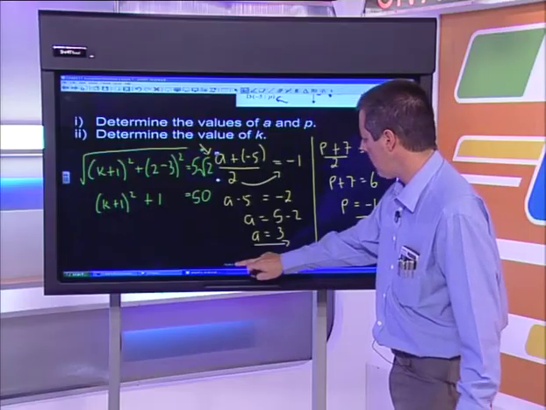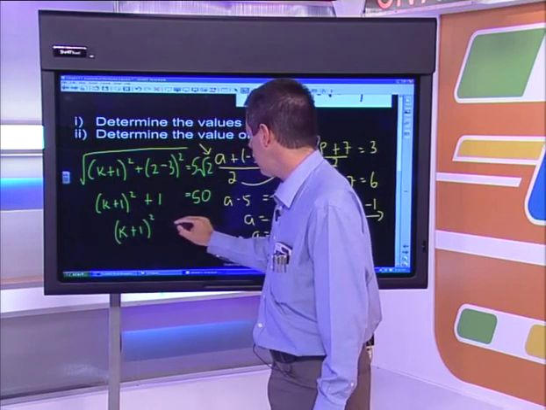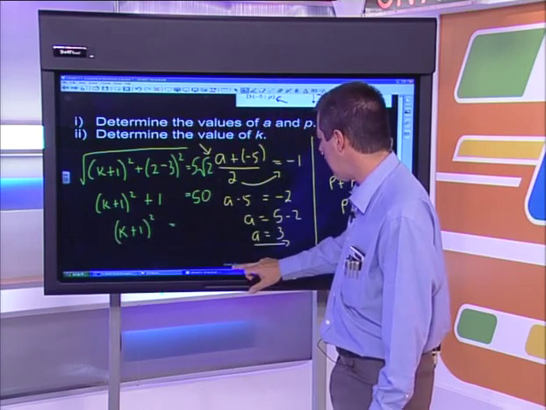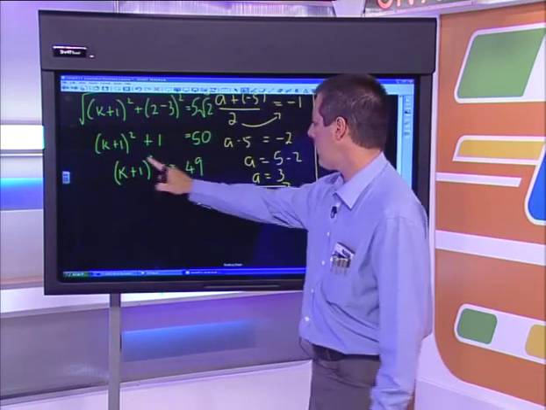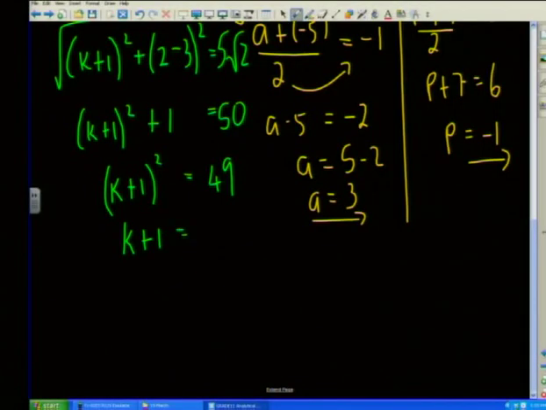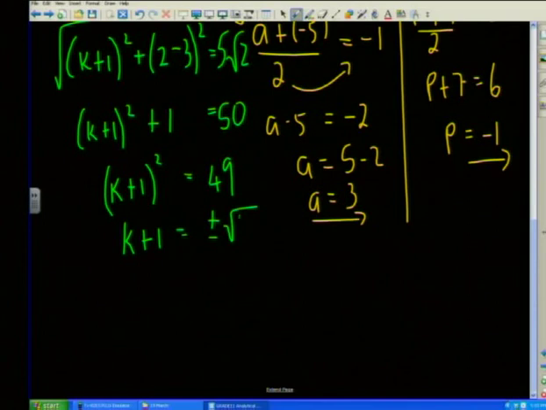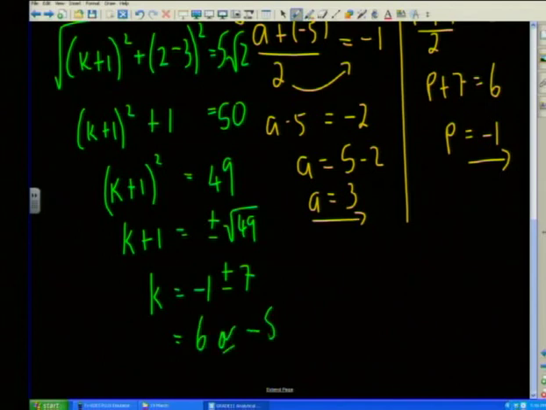Now I'm very close to the end. Okay, so I'm going to say, well, k plus 1 squared is actually going to be 50 minus 1. And again, like earlier in the show, there's a quicker way of getting to the answer by just having a square equals something. Square root both sides, k plus 1 is going to be plus or minus the square root of 49. And so then I get k is negative 1 plus or minus 7. And so I must just put my answers, minus 1 plus 7 is going to be 6, or minus 1 minus 7 is minus 8.